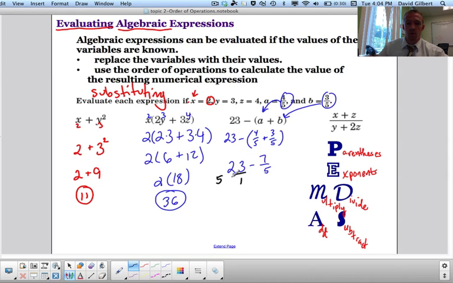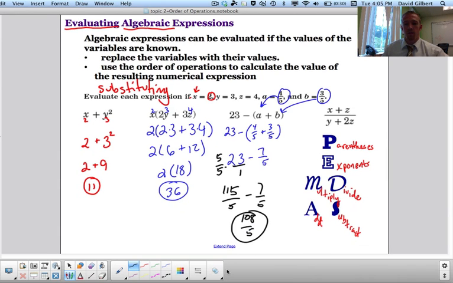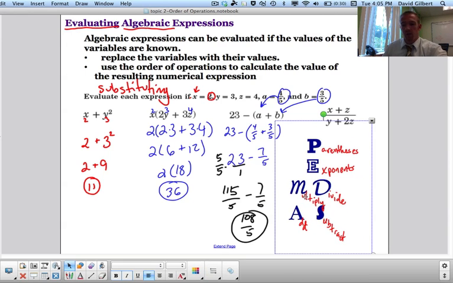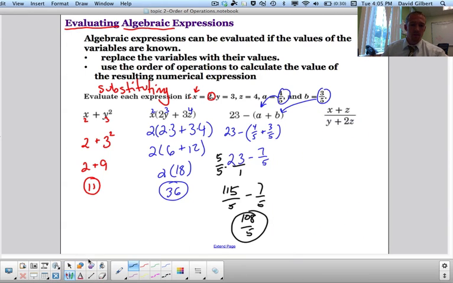So this is like 23 over 1. I'm going to multiply that by 5 over 5. 5 over 5 is equal to 1, so when I multiply it doesn't change it, but it gives me the common denominator. So that gives me 115 over 5 minus 7 over 5. 115 minus 7 is 108. That's over 5. There we go. That's your answer. And your answers can be fractions. That's just fine. You have this written down, so I'm going to get rid of that. And now we'll plug in the numbers.